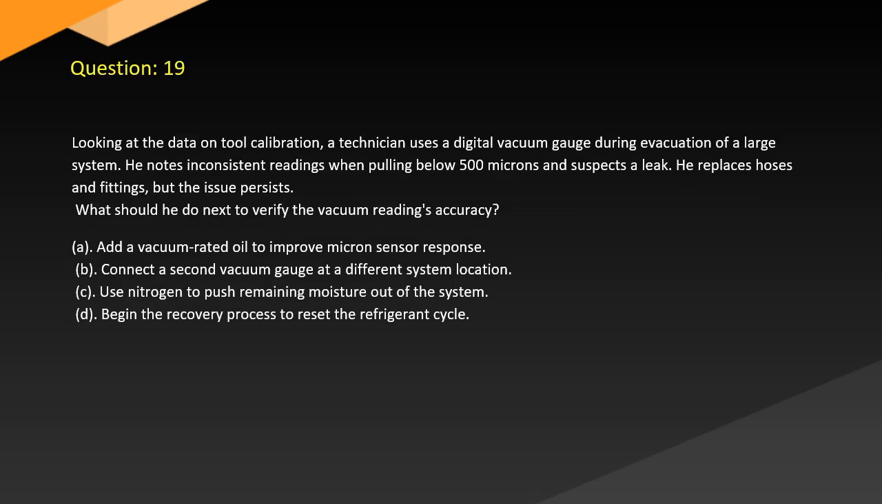Question 19. Looking at the data on tool calibration, a technician uses a digital vacuum gauge during evacuation of a large system. He notes inconsistent readings when pulling below 500 microns and suspects a leak. He replaces hoses and fittings, but the issue persists. What should he do next to verify the vacuum readings' accuracy? A. Add a vacuum-rated oil to improve micron sensor response. B. Connect a second vacuum gauge at a different system location. C. Use nitrogen to push remaining moisture out of the system. D. Begin the recovery process to reset the refrigerant cycle.